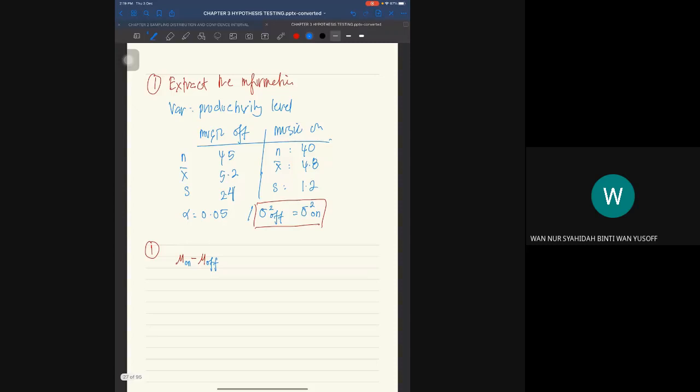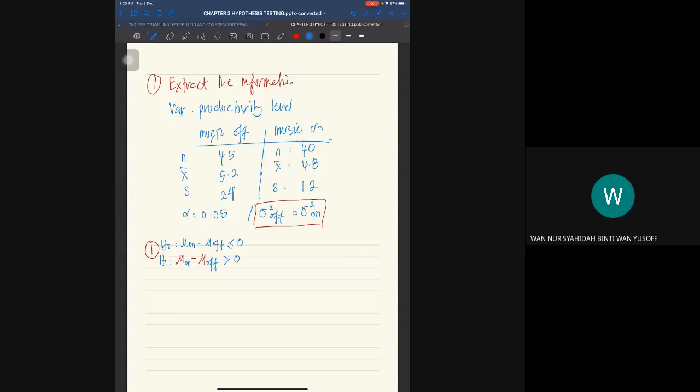So greater than, do we have any value for the mu naught? No, so it is 0. So do we have this hypothesis as H0 or H1? H1, because we have the not equal sign. So H0 is the opposite of that. So mu on minus mu off less than or equal to 0.